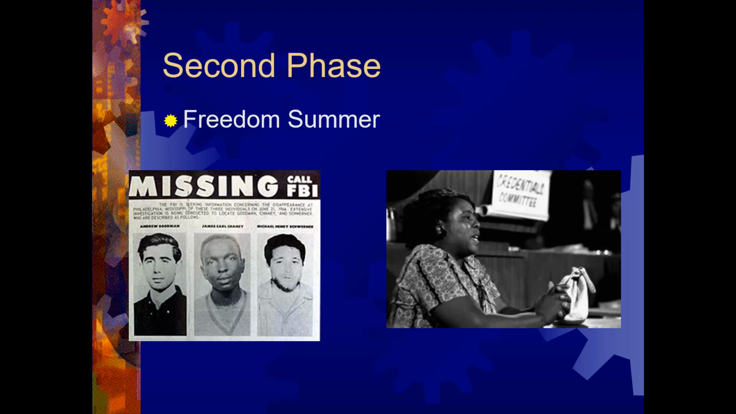It was so successful, in fact, with the Mississippi Freedom Democratic Party, the MFDP, that they were able to go to the Democratic Convention in 1964. The Democratic National Convention was held in Atlantic City in 1964, and that's where the party will pick its candidate, who's going to run for it.